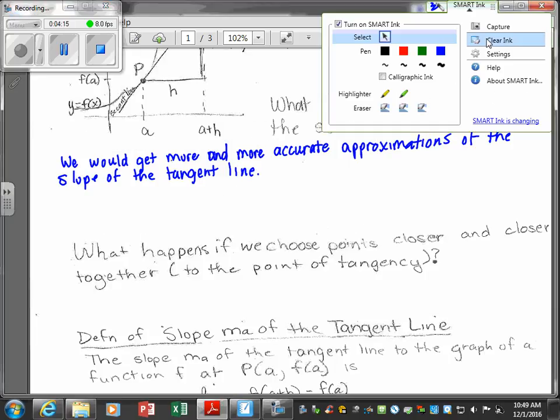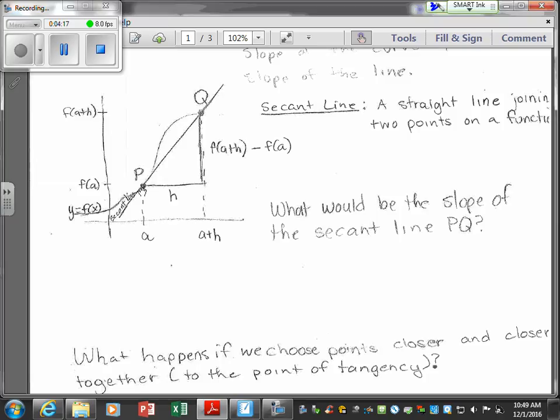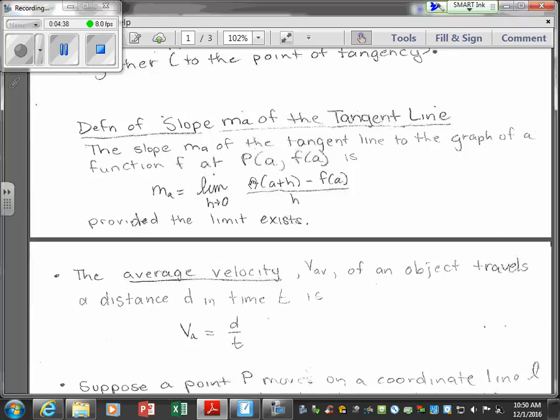Let me clear this off and move back up. So here's our h value. It's the distance between these 2 points. We said as we move Q closer to P, h is going to get smaller and smaller. Say I move it here, then my h value is smaller. I move it here, here, here. So that's the idea of taking the limit, which brings us to our definition: it's the limit of this particular slope as h approaches 0.